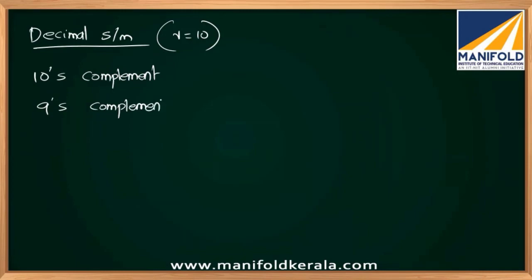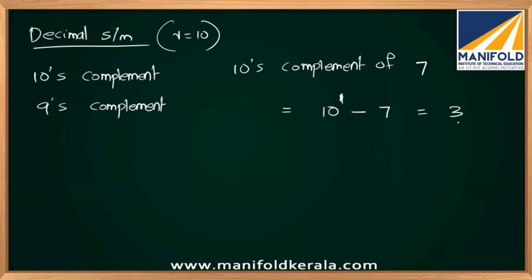And how do you find the 10's complement? Suppose I ask you, what is the 10's complement of, say, 7? From the direct definition, 7 is your number and 10 is the base. How many digits does your number have? 7 has got only one digit. So the 10's complement is 10 raised to 1, and why this 1? Because 7 contains only one digit. So 10 raised to 1 minus the number itself, 7. What is 10 minus 7? It is 3.